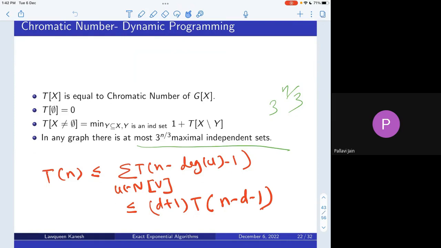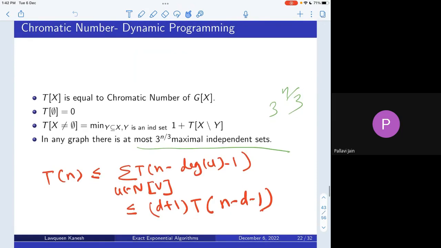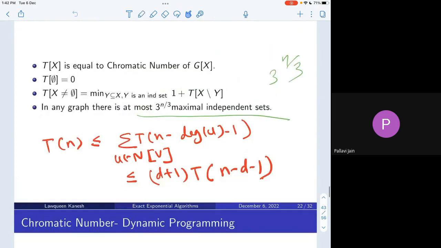So you can do such branching from the closed neighborhood of V. One of these vertices must go into the solution, or you can increase the independent set size. And that trivial algorithm lets you enumerate these independent sets using that 3 by 3 bound, and the running time also is 3 power n by 3. Okay, so let us stop here, because we have to move for lunch. But if you have any questions, I'm still here.